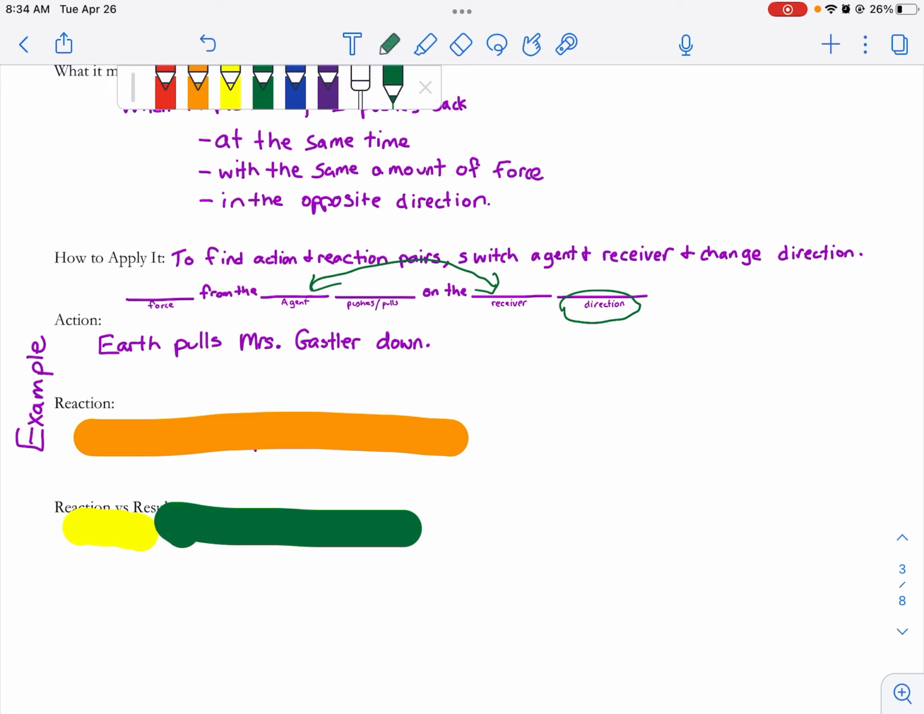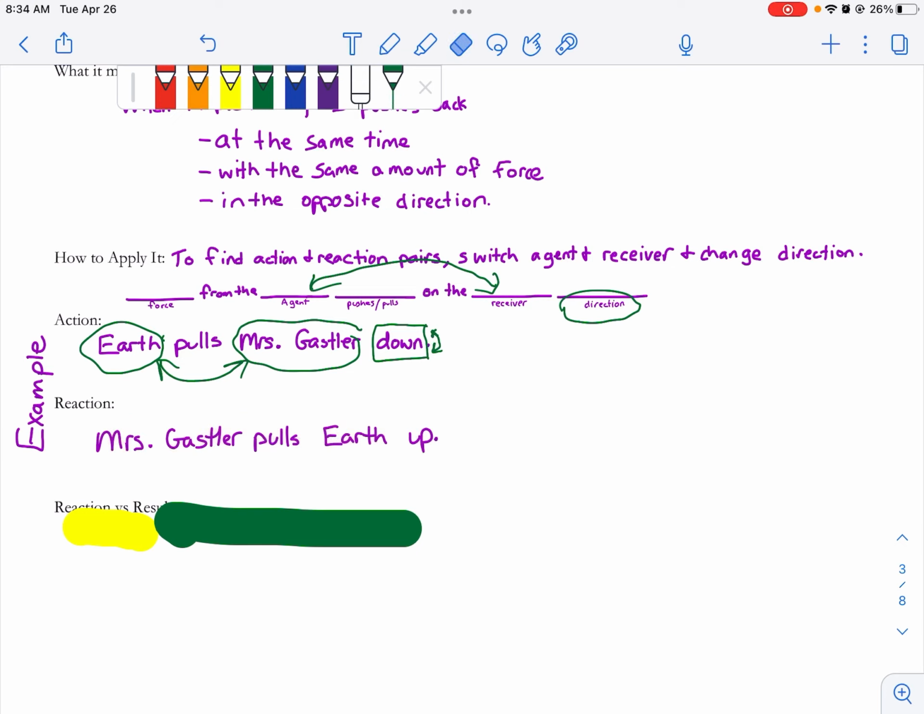So what I'm going to do is take the Earth, which is the agent, and the receiver, which is me, and we're going to switch those. And then I'm going to take the direction and flip it. Let's see, maybe I'll just draw an arrow like this. We're going to flip it like that, okay? So here it is. I put Mrs. Gastler pulls the Earth up. That's all I did, okay? So I switched the agent and the receiver and I turned them around.